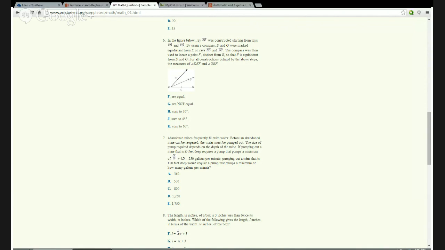They're saying pumping out a mine that is D feet deep requires a pump that does this equation. And then they tell you how deep it is, 150 feet deep. So we're just going to plug in 150 for D and solve. And when we do that, we get the answer D, 1,250. So all that long problem is just really saying, plug in 150 for D and solve. And that's what we do, and we get answer D.